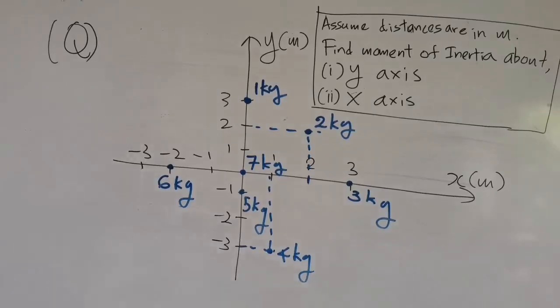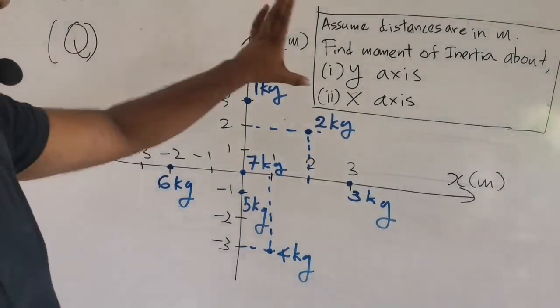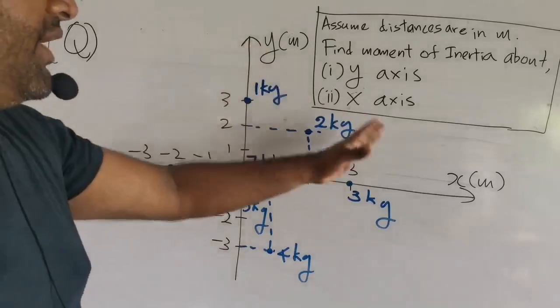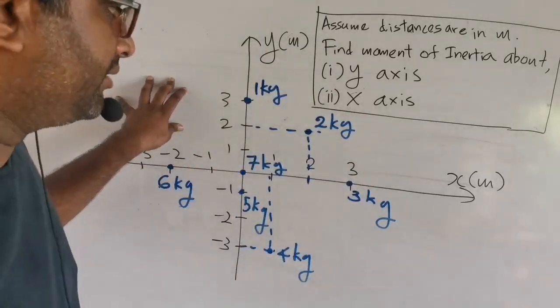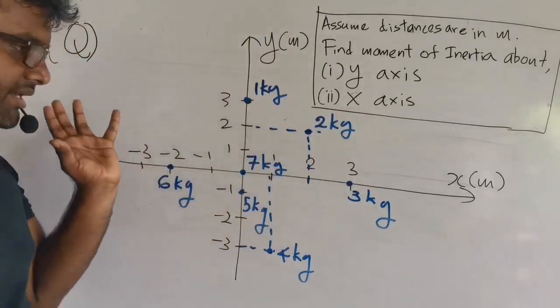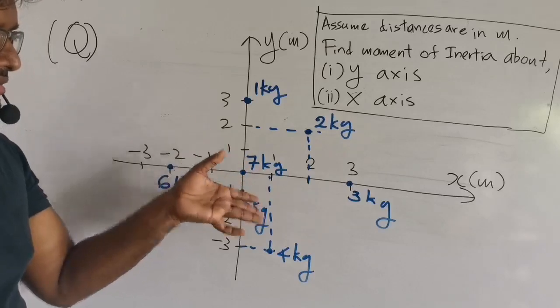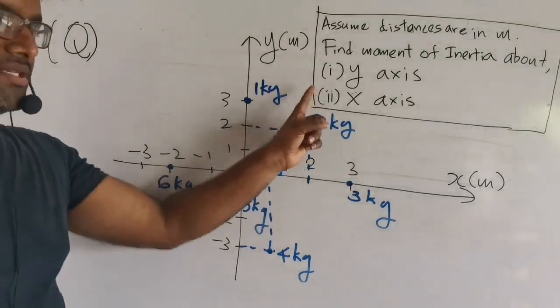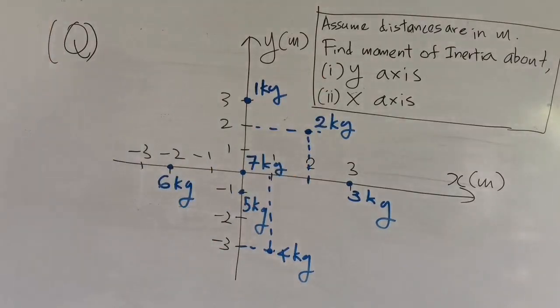Right, so this is the next question. Assume distances are in meters. So this is y and x, a Cartesian plane, and the masses are located like in this diagram. We assume the distances are in meters. We need to find the moment of inertia about the y-axis and x-axis. First copy down this question. Then, about the y-axis.